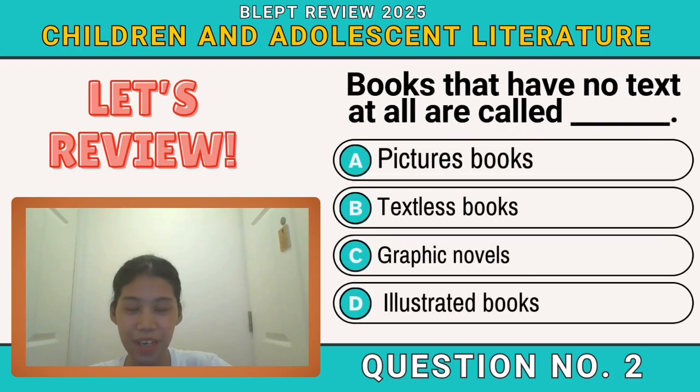Question number two. Books that have no text at all are called blank. A. Picture books. B. Textless books. C. Graphic novels. And letter D. Illustrated books. You have 10 seconds to answer.